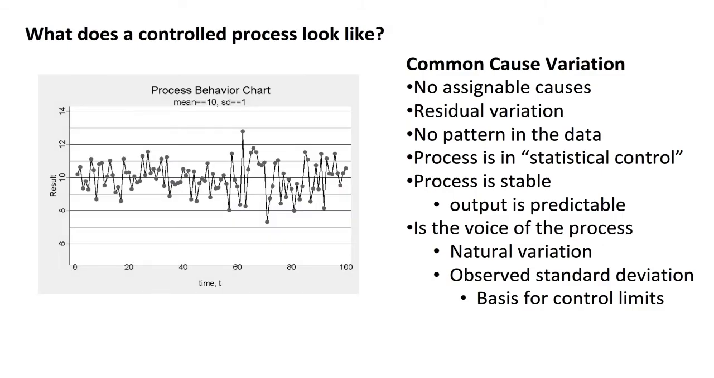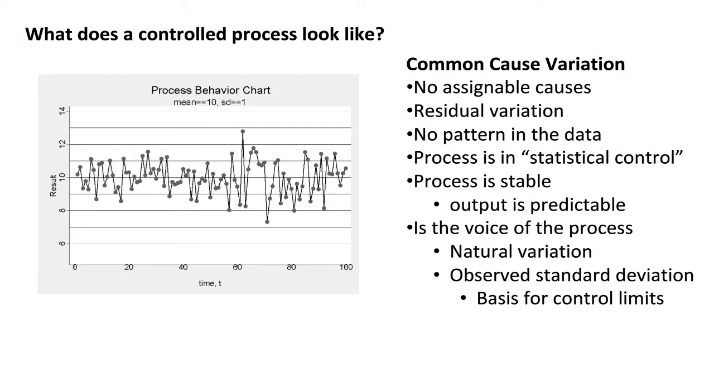So what does a process behavior chart look like when a process is controlled? Remember, the process is controlled when we have removed all assignable causes of variation by identifying and controlling the high impact inputs, the vital few. The remaining variation is called common cause variation. You might think of it as residual variation.